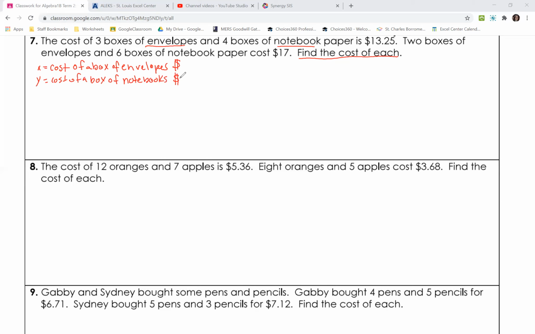Now it's time, we need to find 2 different clues in here. That's going to allow me to create 2 different equations. So I'm looking and I see 1 clue here. The cost of 3 boxes of envelopes and 4 boxes of notebook paper is $13.25. Okay, and then I also see another clue that 2 boxes of envelopes and 6 boxes of notebook paper cost $17.